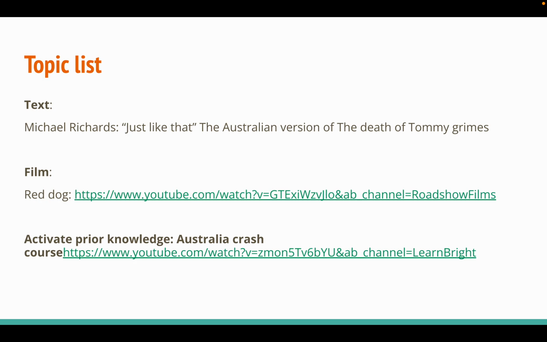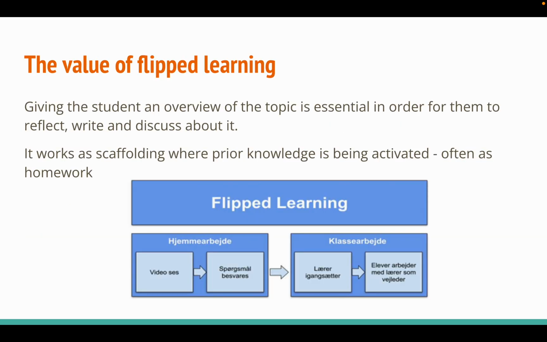Yes. And then there's a short topic list of what you could work with as well. There's a text, which is the Australian version of the death of Tommy Grimes. And also there's a film, Red Dog. It's about a red dog that helps people get together to find its owner. Also, you can use this Australian crash course to activate some prior knowledge.